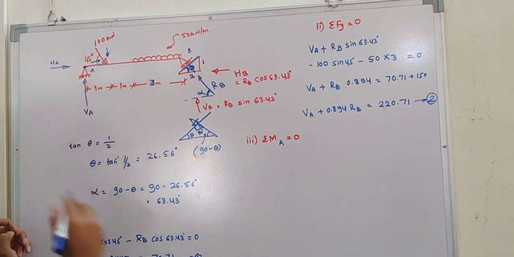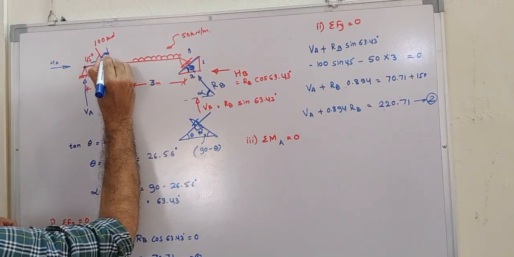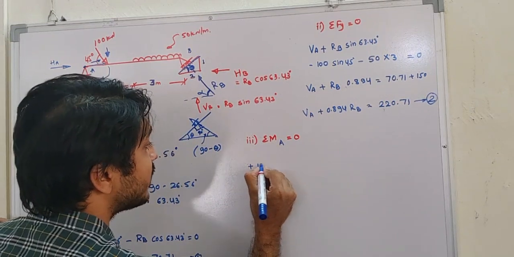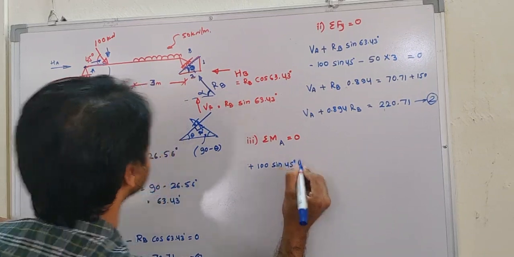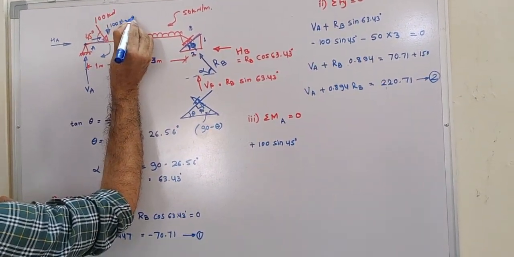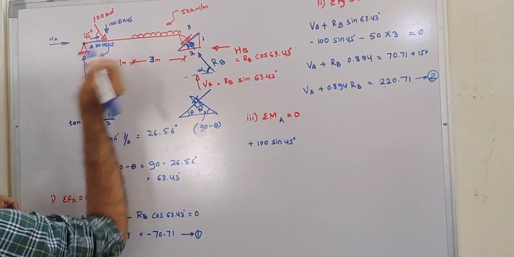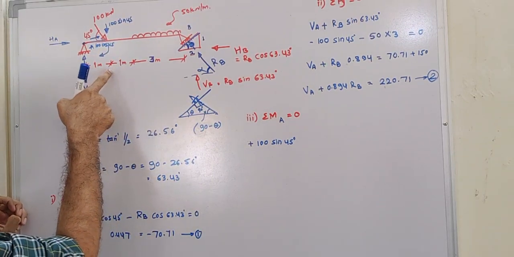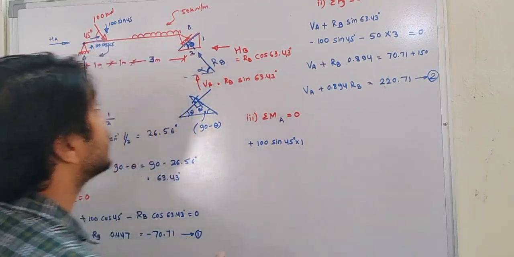So that we will consider first, and this vertical will create a clockwise moment. Clockwise moment means plus 100 sine 45, because this vertical is 100 sine 45, and this horizontal is 100 cos 45, right? This 100 sine 45 will create a clockwise moment, and what is the distance? Distance is 1 meter, so I'll multiply it with 1. Force into distance gives us moment.